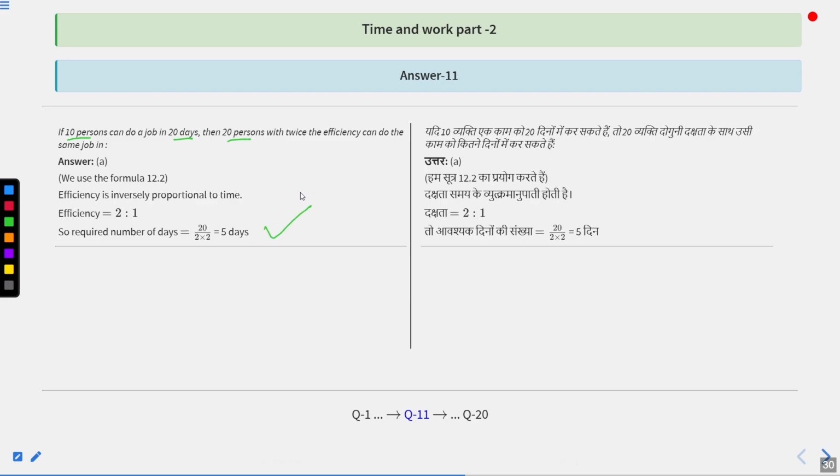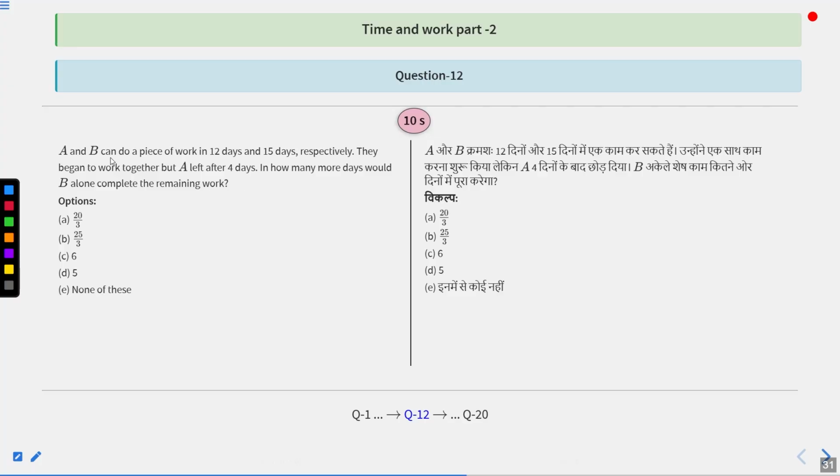Clear? Next one. A and B can do a piece of work in 12 days and 15 days respectively. They began to work together but A left after 4 days. In how many more days would B alone complete the remaining work? You have 5 options and 10 seconds to analyze the question. Your time starts now.